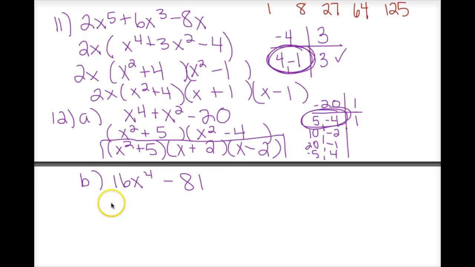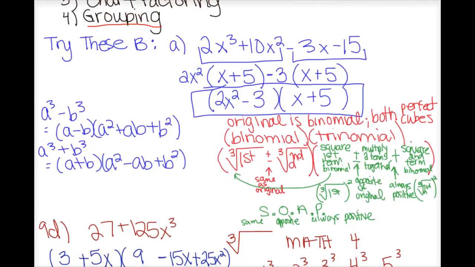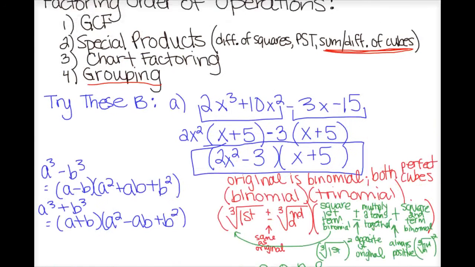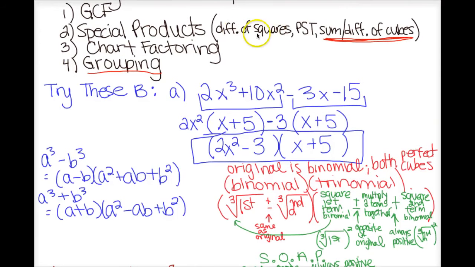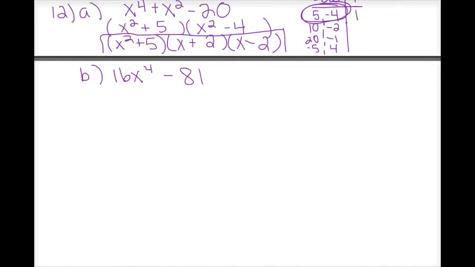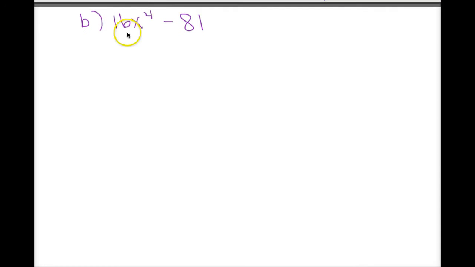So I move to special products next. It's a binomial, so I need to check both for difference of squares or sum and difference of cubes. Those are my special products that are binomials. In order to be a difference of squares, I would have to have perfect square roots. So, 16 has a perfect square root, x to the fourth has a perfect square root, and so does 81. So yes, it is a difference of squares.